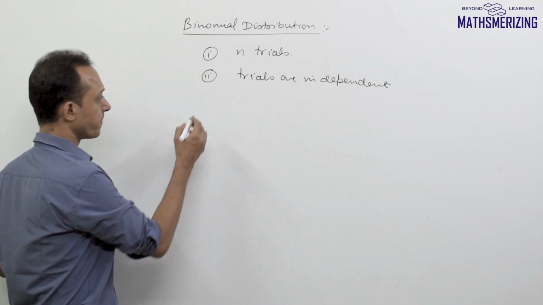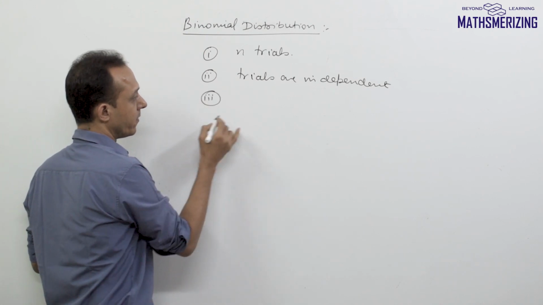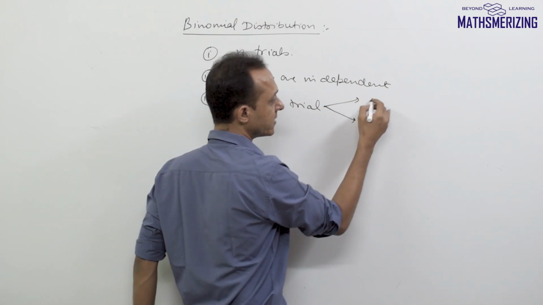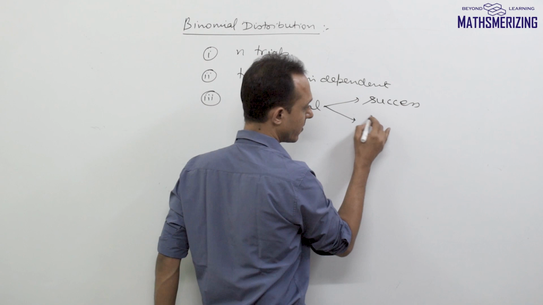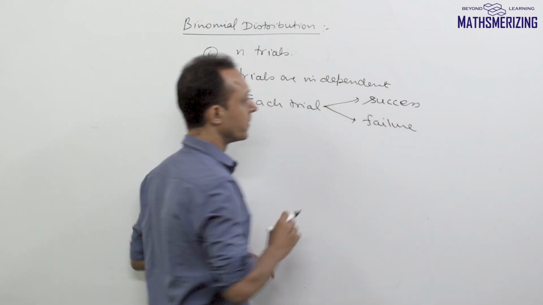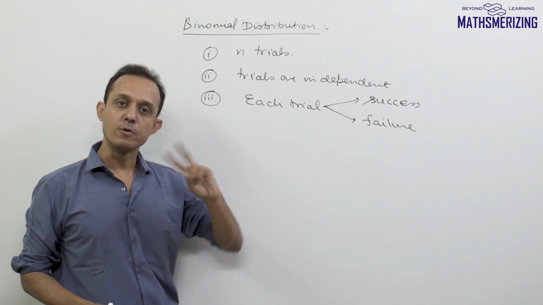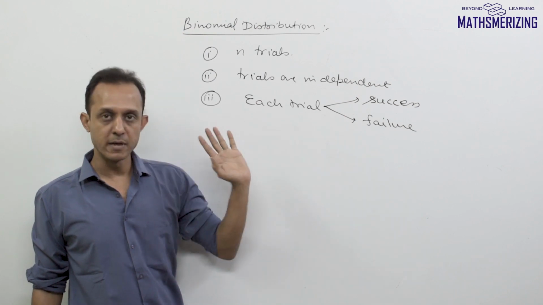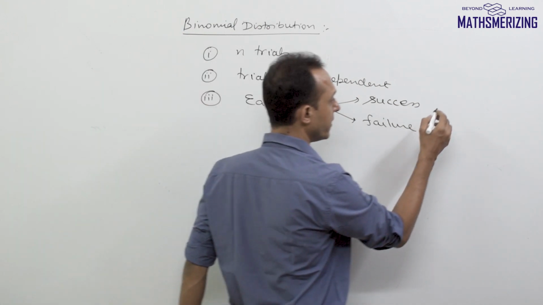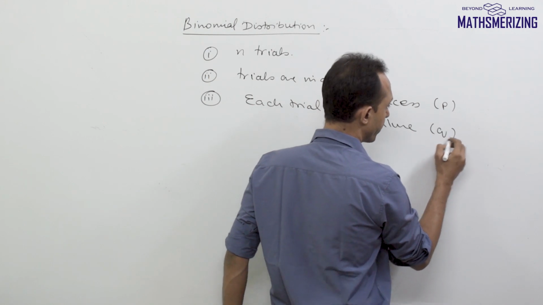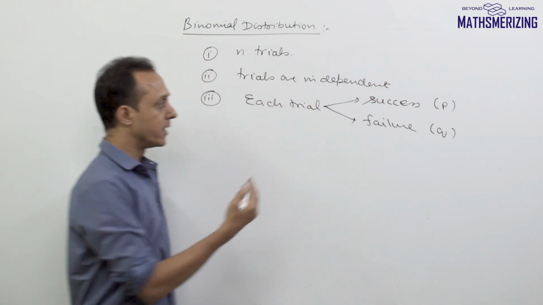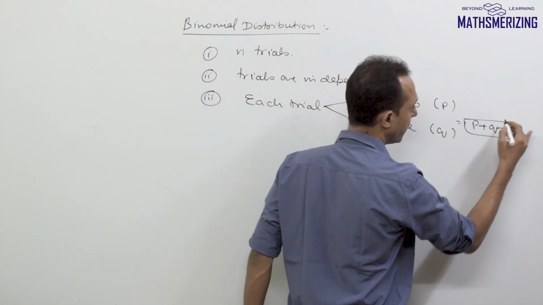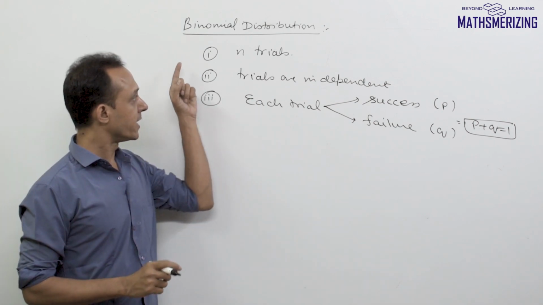And the third one is, for each trial, there should be only two outcomes, either success or failure. So each trial must result in only two mutually exclusive conditions. Either it should be successful or it should be a failure. We call the probability of success P, and the probability of failure Q. And we know that since it is mutually exclusive and exhaustive, the value of P plus Q should be 1. So binomial distribution is characterized by three conditions.